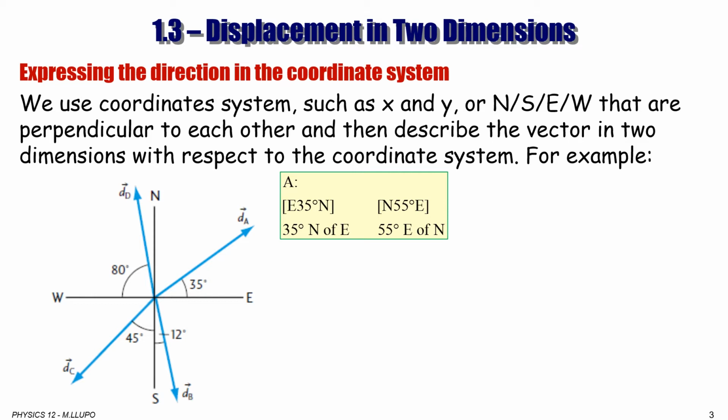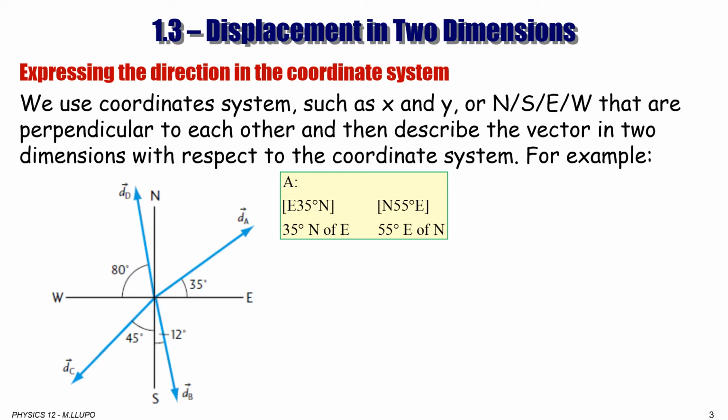For example, if you want to start from east and you have to move toward that direction, how many degrees do you have to rotate? It has to be 35 degrees. So you can express it east, you move toward north 35 degrees. So everybody understands: you draw a 35-degree angle, and then you draw a line which is a vector A.